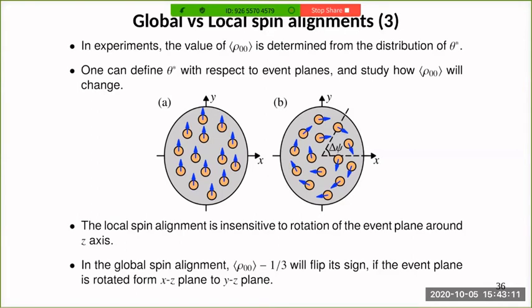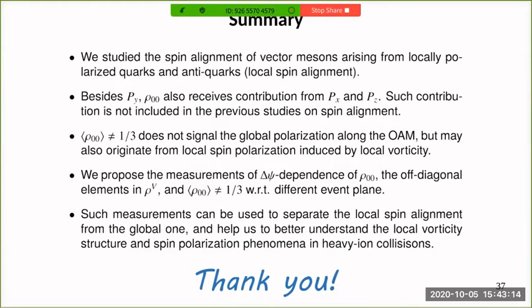So here comes a summary. We have studied the spin alignment of vector mesons arising from locally polarized quarks and antiquarks. And we found that in addition to Py, rho 0,0 also receives contributions from Px and Pz, but such contributions were not included in previous studies on spin alignment. And we show that rho 0,0 deviating from 1/3 does not necessarily signal the global polarization. It may also originate from local polarization induced by local vorticity.